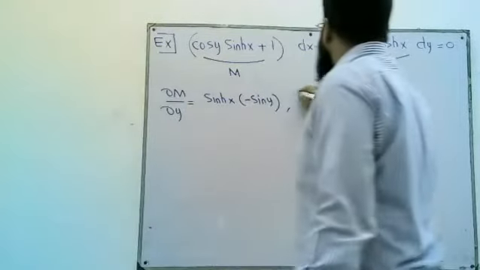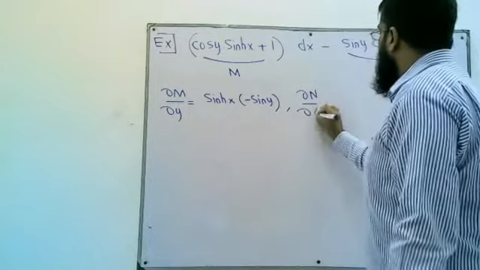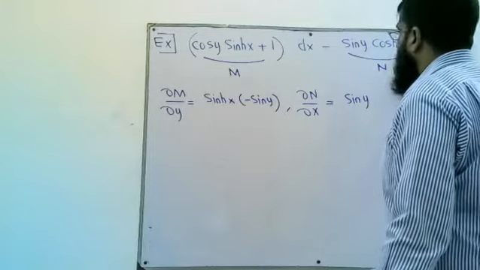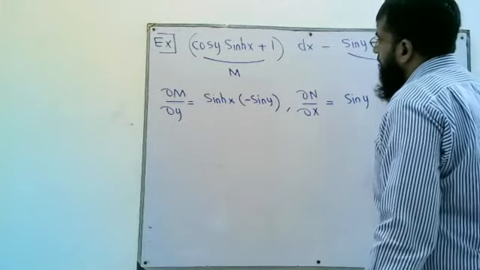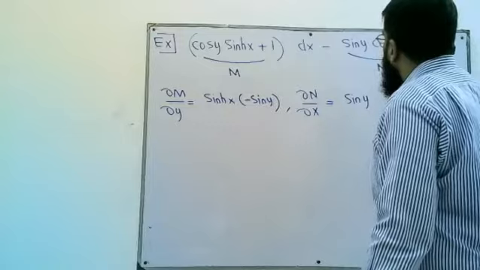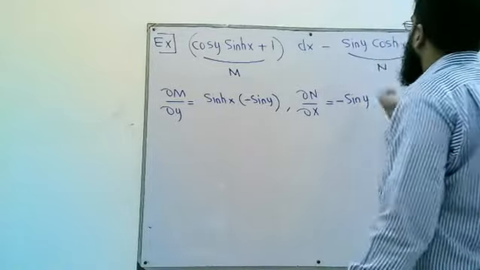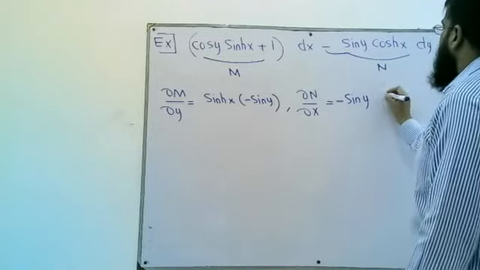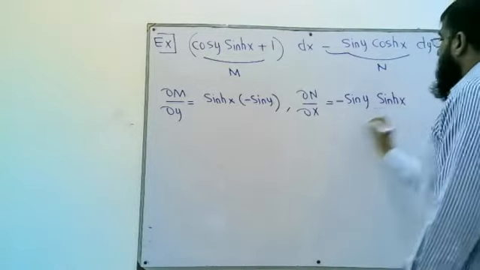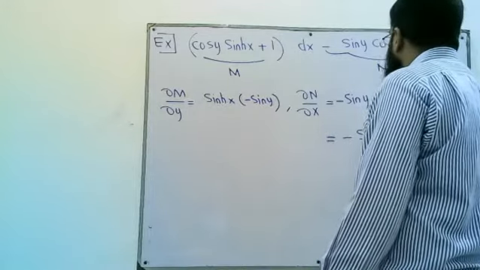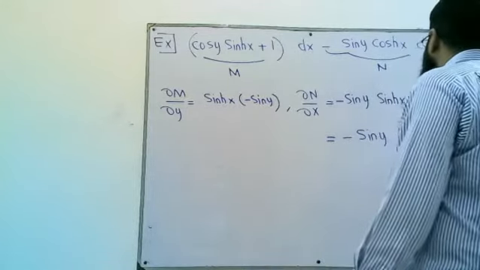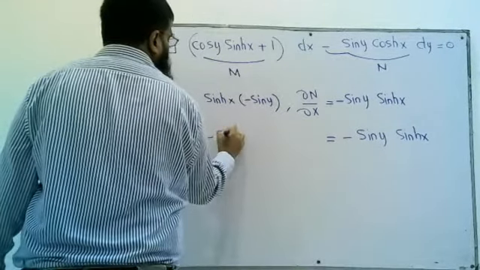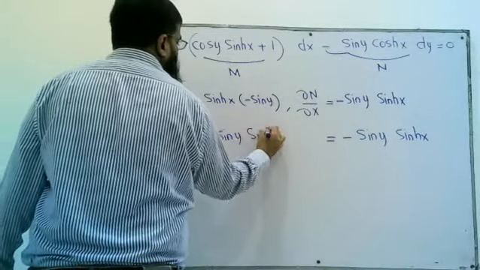And partial N over partial x, this is sin y, and it is a minus here, already it's a minus, this minus should also be included. Sin y cosh x, the derivative is sinh x. So we get minus sin y times sinh x, whereas this is minus sin y sinh x.